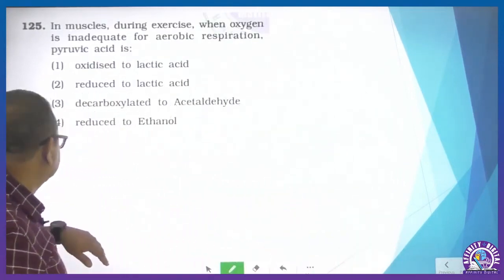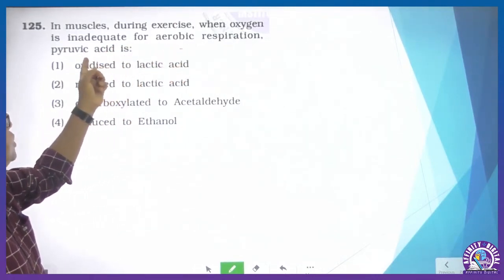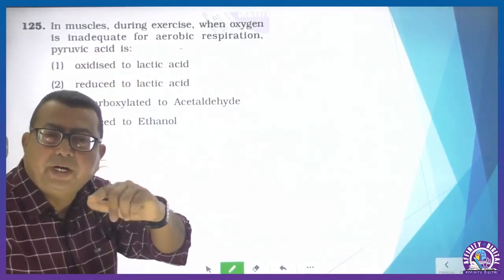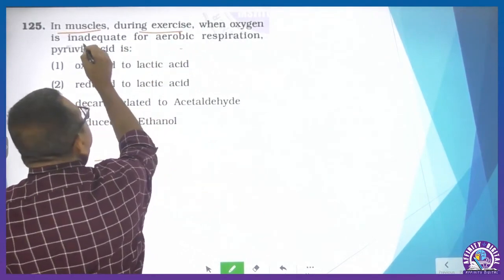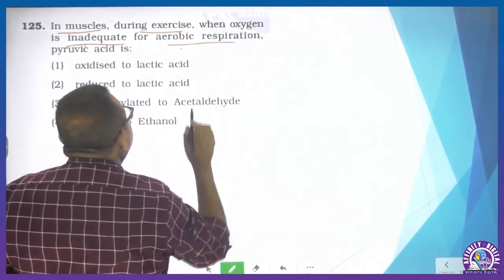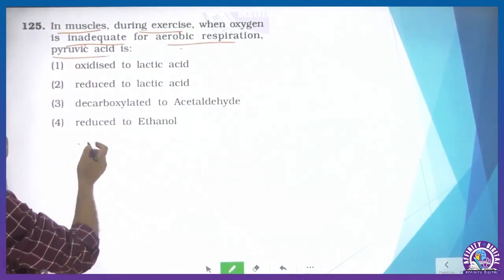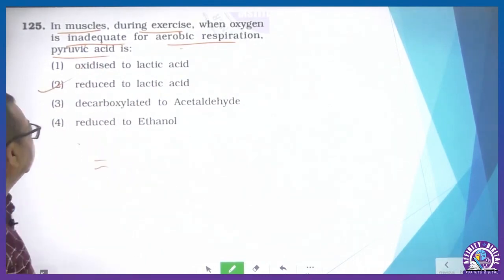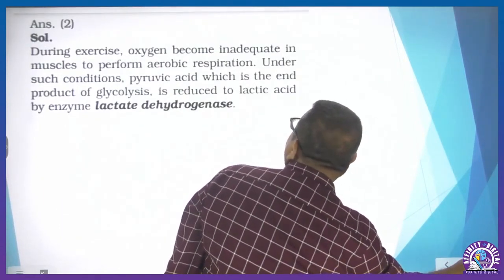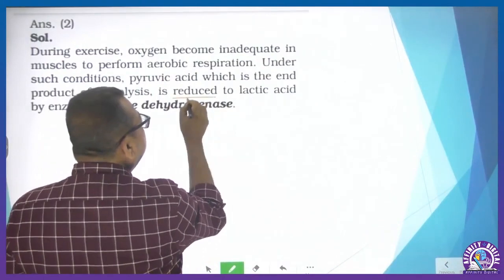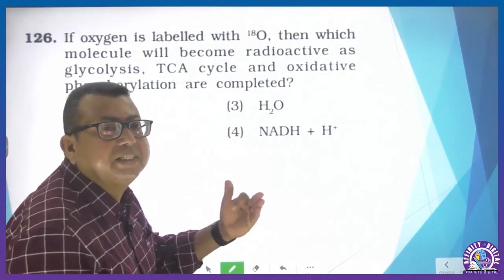Next question. In muscles during exercise, when oxygen is inadequate for aerobic respiration, then pyruvic acid, which as you know is the end product of glycolysis, what will be its fate? Pyruvic acid will be reduced to lactic acid, not oxidized to lactic acid. So option number 2 will be the answer. Okay? Option number 2. Pyruvic acid is reduced to lactic acid by a reducing agent called NADH plus H plus that is generated during glycolysis.